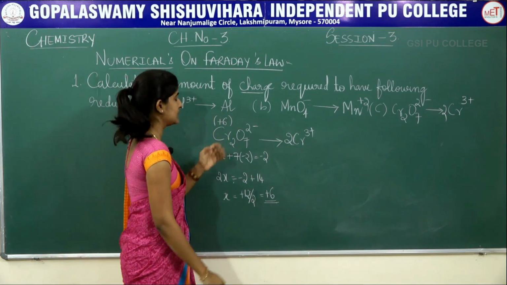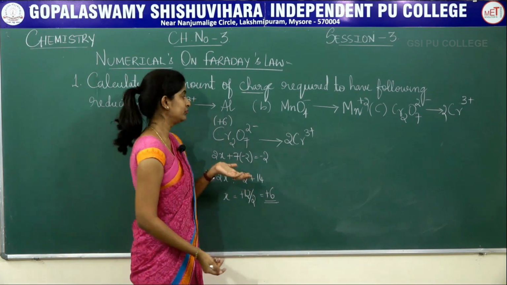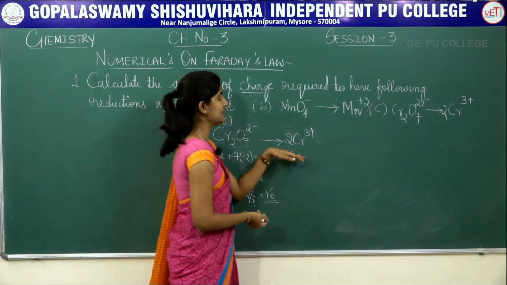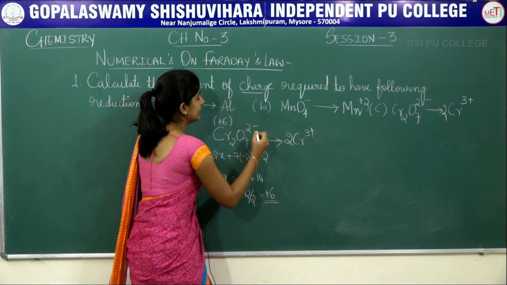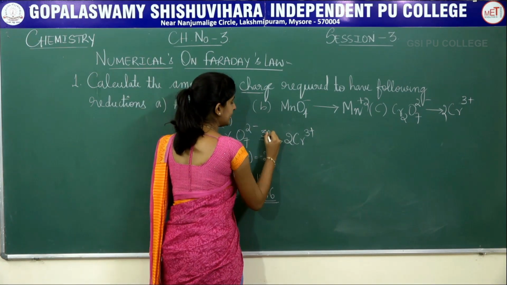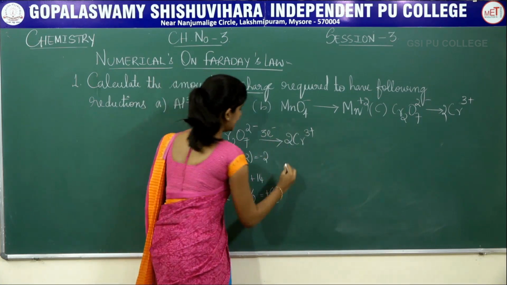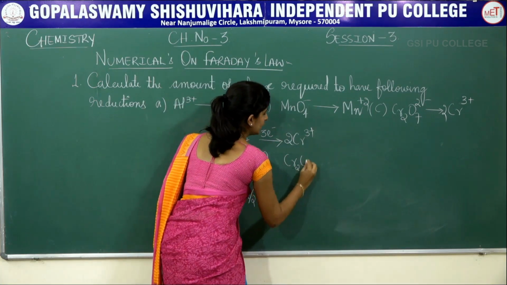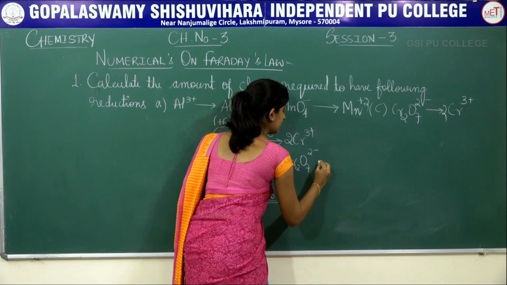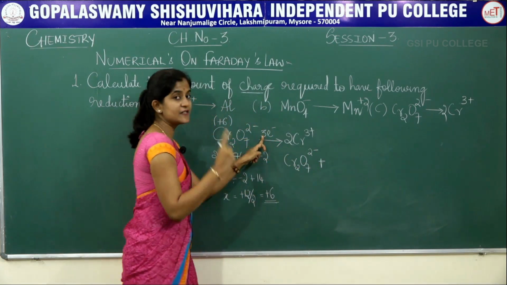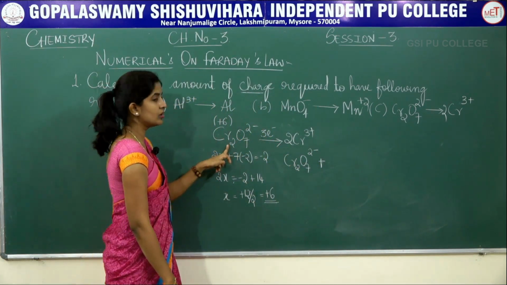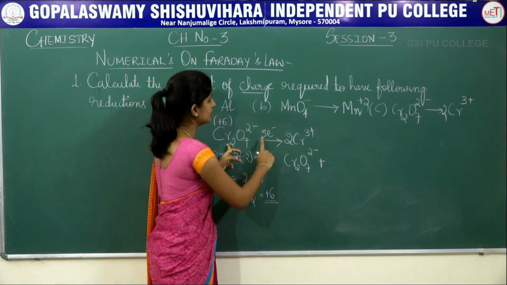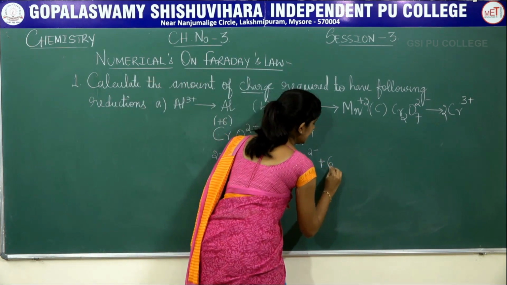How many electrons? Plus 6 is short of 6 electrons, plus 3 is short of 3 electrons. So the number of electrons required to reduce is 3 electrons. So I can write it as Cr2O7 2 minus plus 3 electrons for 1 mole of chromium. So 2 moles of chromium requires 3 into 2, so 6 electrons.